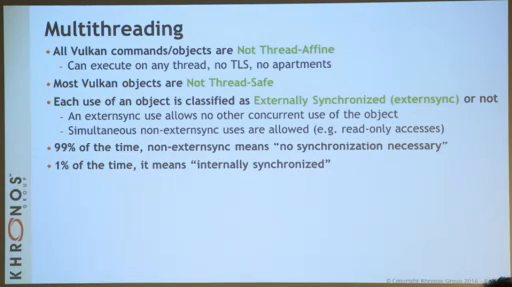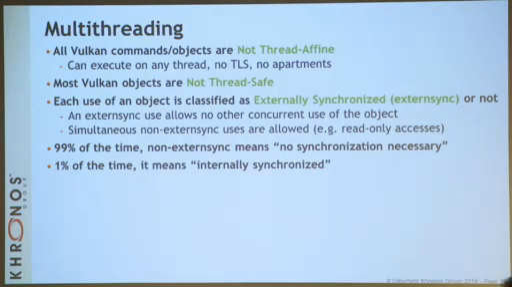However, most Vulkan objects are not thread safe, and this means the driver does not do locking and mutexing for you. Instead, each use of an object is classified as being externally synchronized or not. And an extern sync usage allows no other concurrent use of the object, and that usually means the object is being written to or modified. So some examples of that would be destroying any object is extern sync for that object. Recording commands into a command buffer is extern sync for the command buffer. Submitting command buffers to a queue is extern sync for the queue.